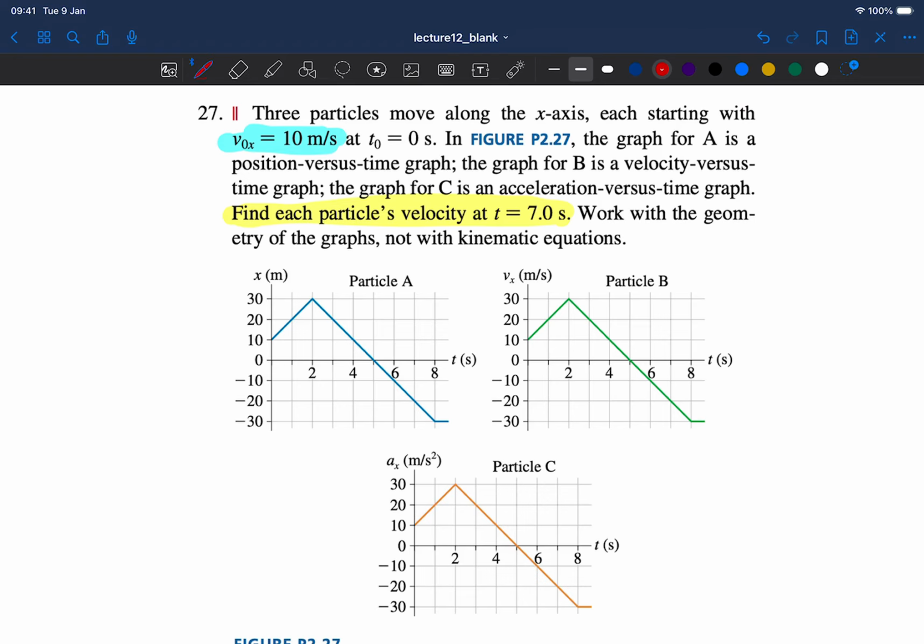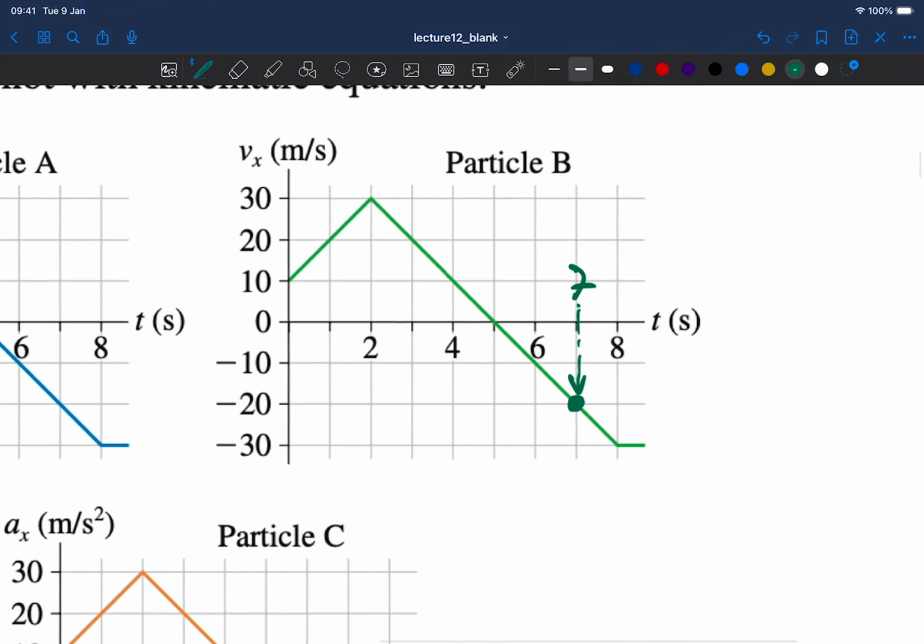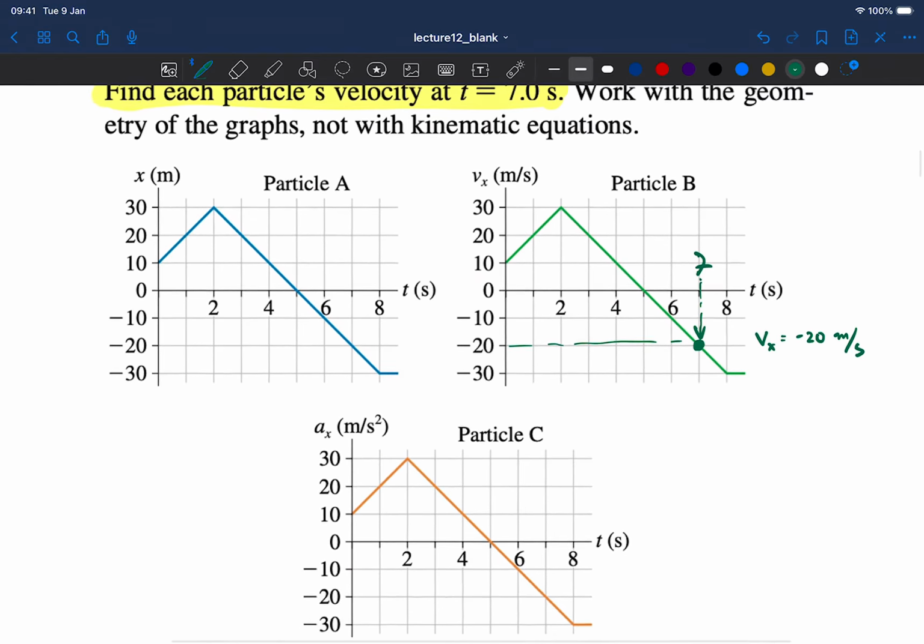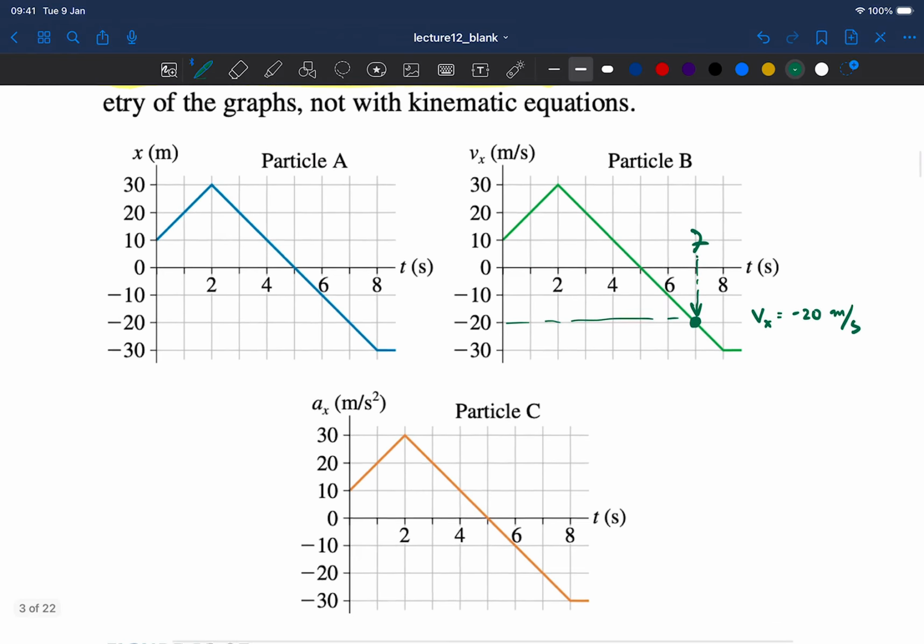So let's see. The easiest one is this one, because it's asking about the velocity at 7 seconds. For particle B, the graph is already velocity, so essentially you just need to read off the value at 7 seconds, which is here. And that's minus 20 meters per second. So Vx is minus 20 meters per second for this particle. That's the most straightforward.